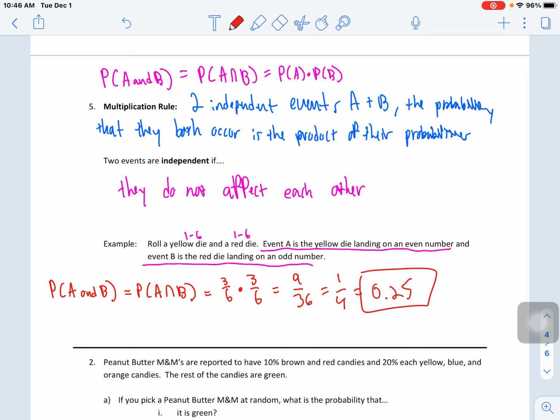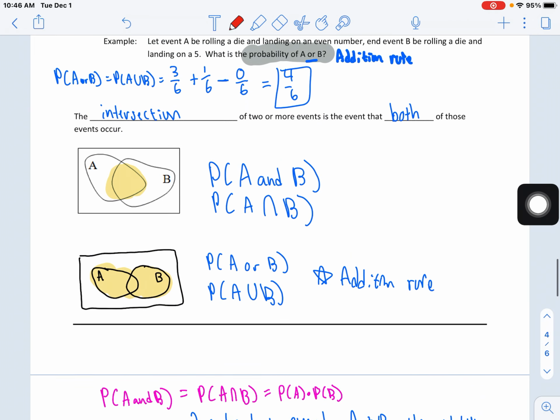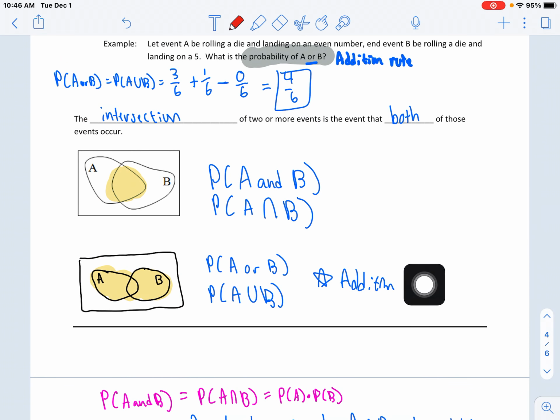All right, guys, so a lot of stuff here. We will do more practice with this in class tomorrow. But product rule, multiplication rule, really try to understand these two.